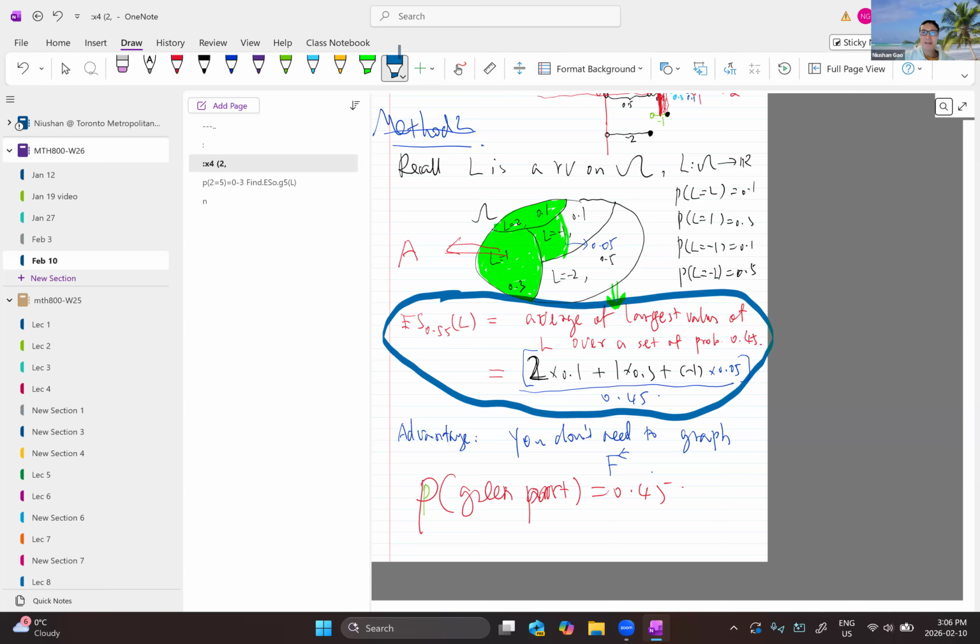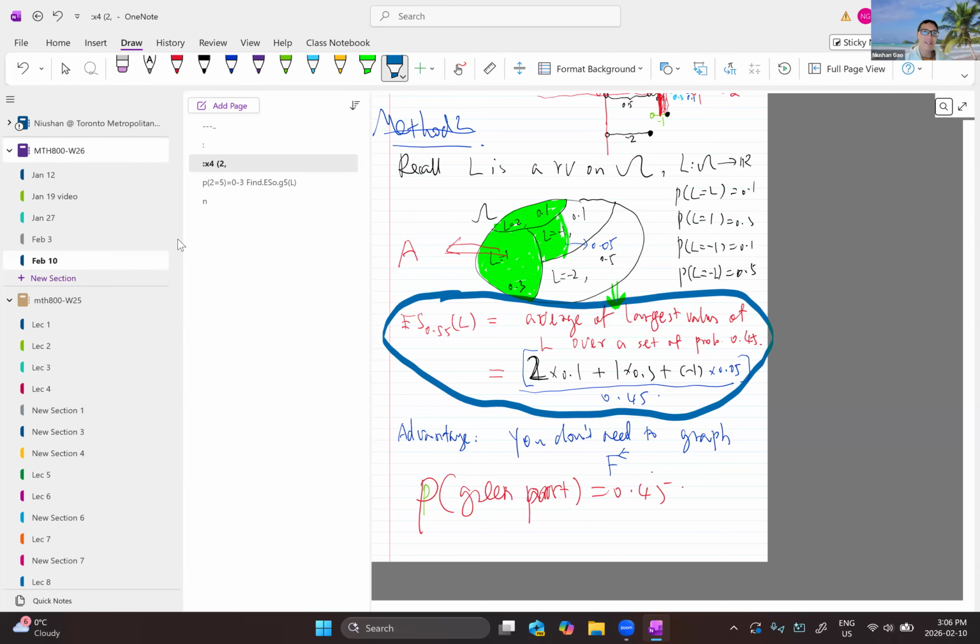So in the blue circle, that is a computation of the expectation of what? The average of the largest values of L over a set of probability 0.45. The set is just the A I mark for you. Okay, this is the set I mark for you.